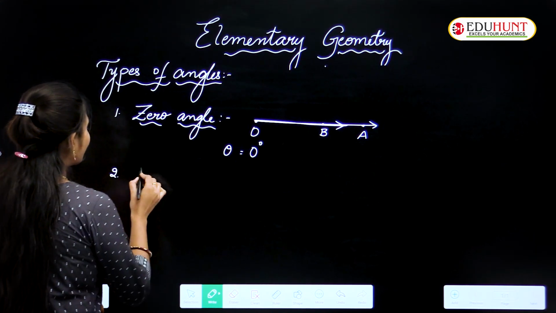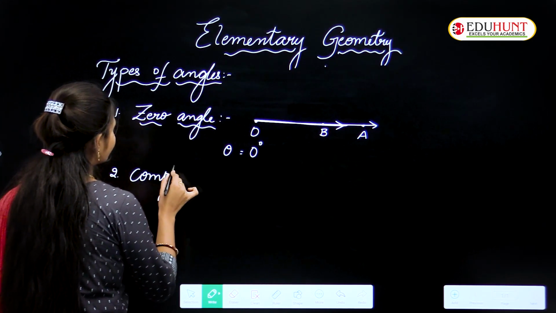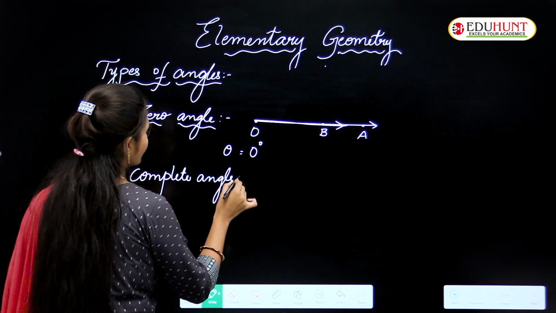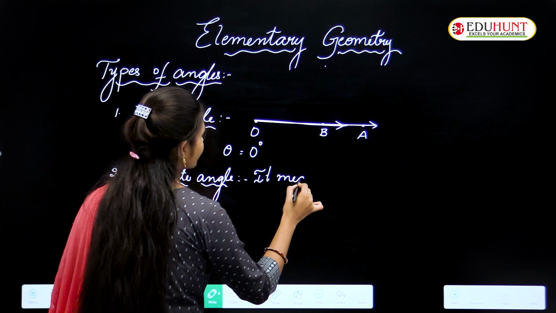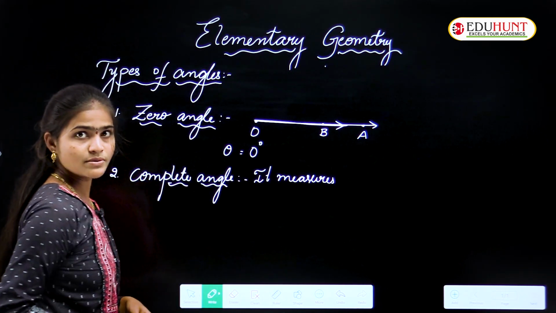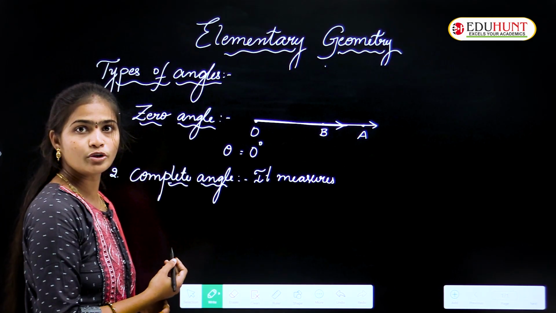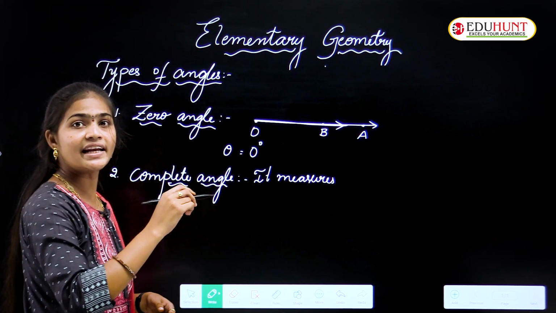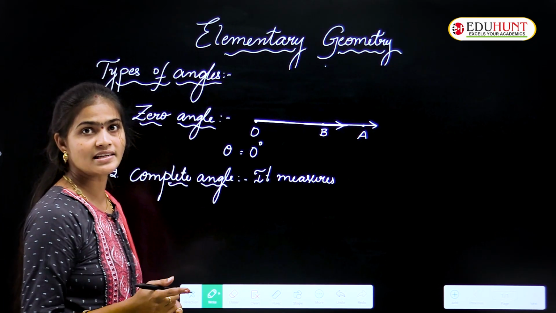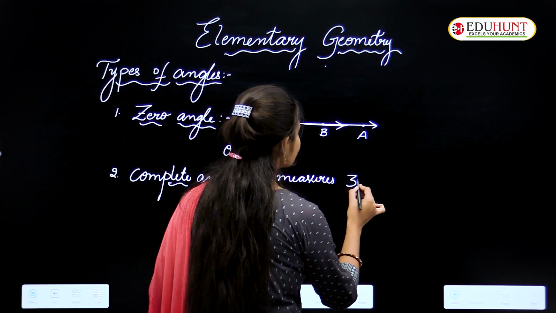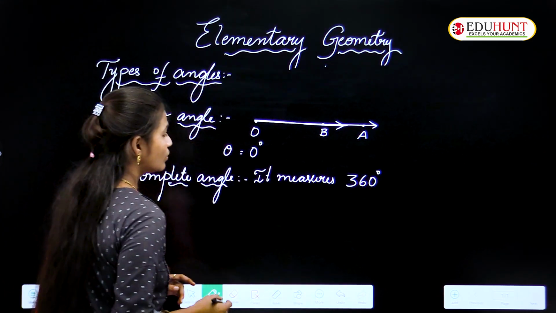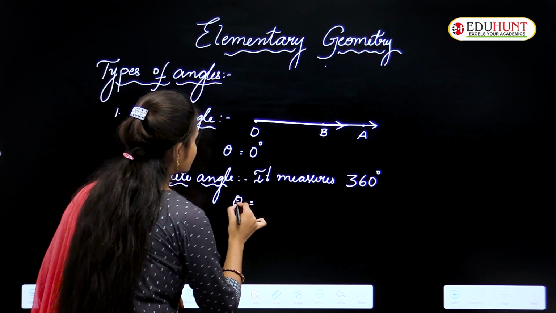Next one is complete angle. Previously we discussed the degree, right? In the degree I told you that one complete angle is divided into 360 equal parts. That's why a complete angle measures 360 degrees. So theta is equal to 360 degrees.